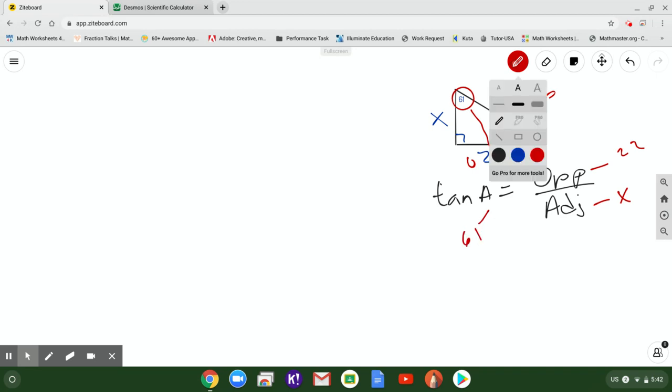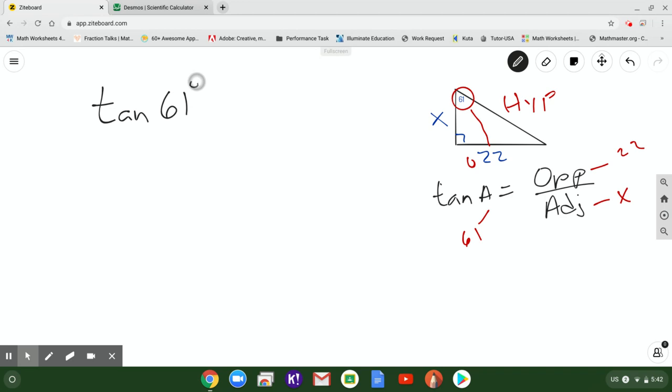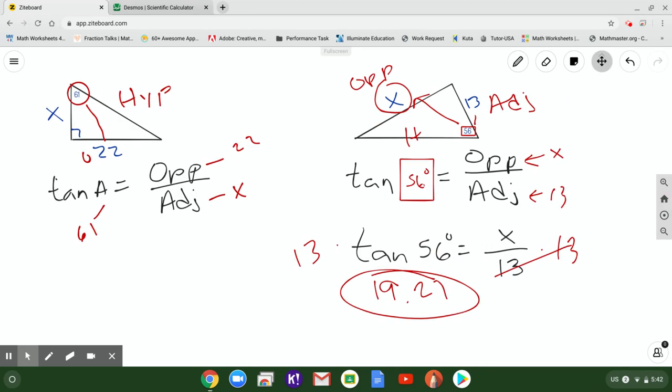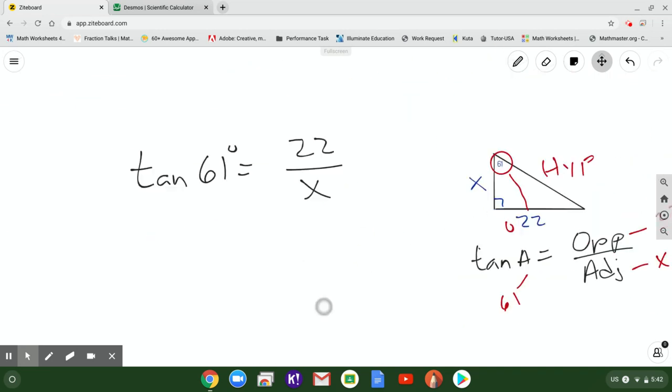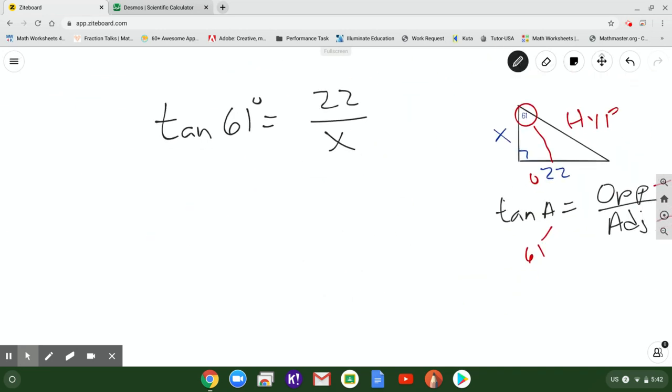So I'm going to rewrite it over here on the left. Try to clean it up. So I have tangent of 61 degrees equals opposite is 22 over adjacent, which is X. Now you got to figure out how to solve for X. So it's not like the other problem where you can just multiply it because the 13 was down there in the denominator. If you try to multiply by 22, you end up just getting 22 times 22. That doesn't cancel anything out.